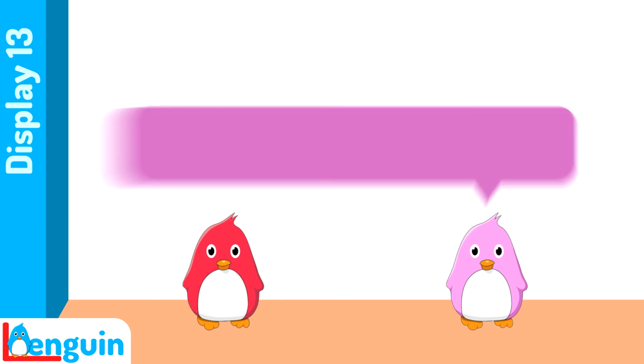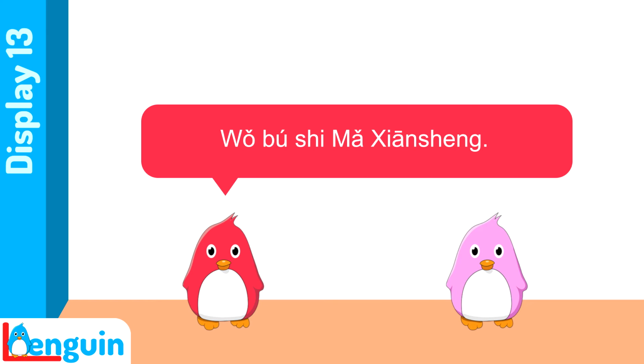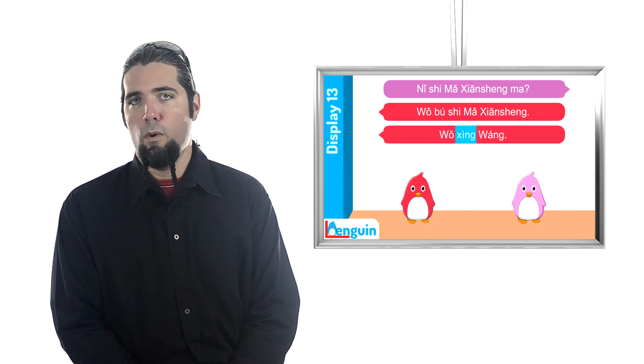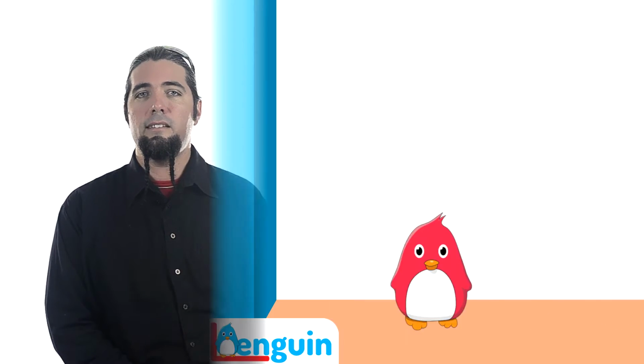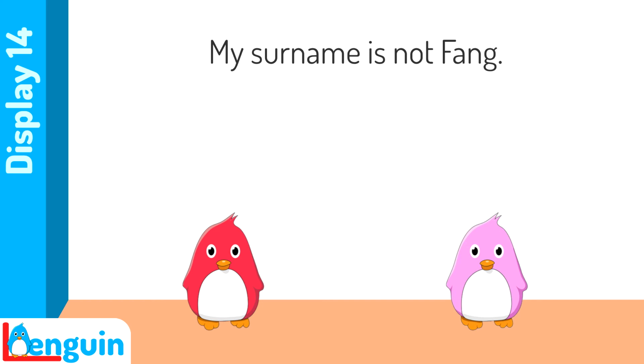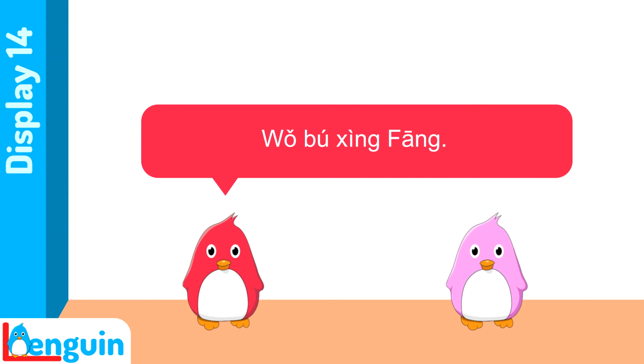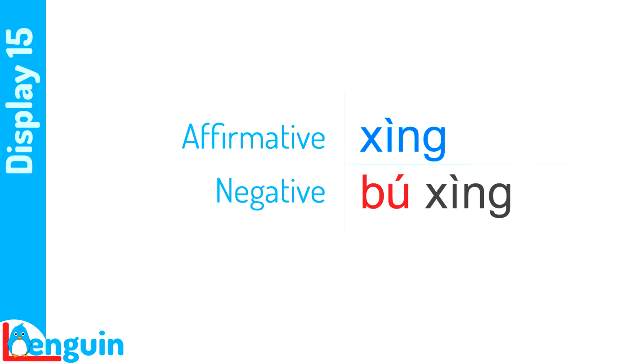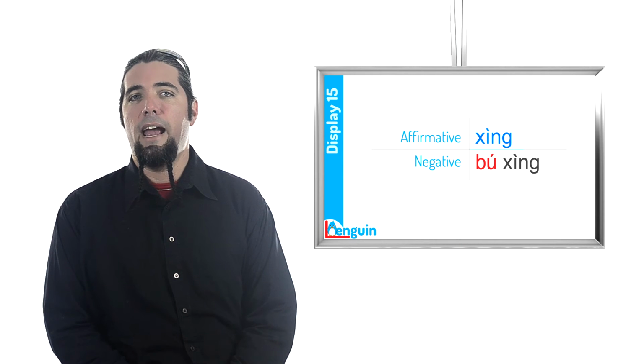Here's another live exchange. Listen. 你是马先生吗？ 我不是马先生。我姓王。 The negative of 姓 works the same way as the negative of 是. Listen, is your surname Fang? 你姓方吗？ My surname is not Fang. 我不姓方。 Here's the negative of 姓: 不姓.